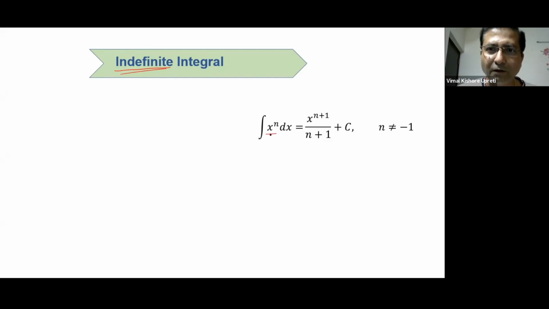Like the x to the power n differentiation, we have x to the power n integration. In the power, you have to add 1 and then divide by the same thing, plus the integration constant. Here n should not be -1. So what happens when n becomes -1? That we will see later. So this was the first formula we learned.